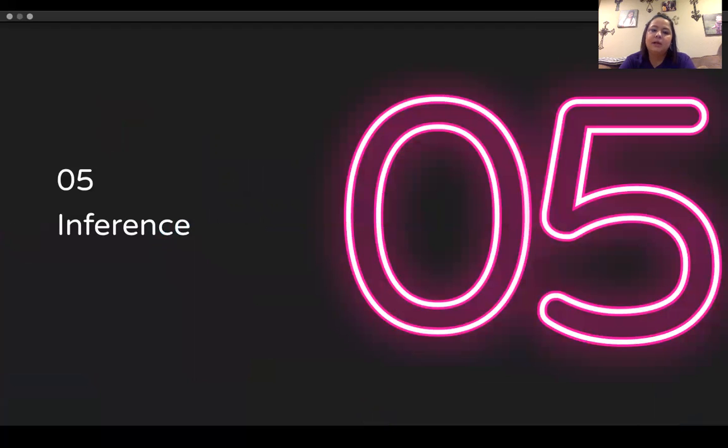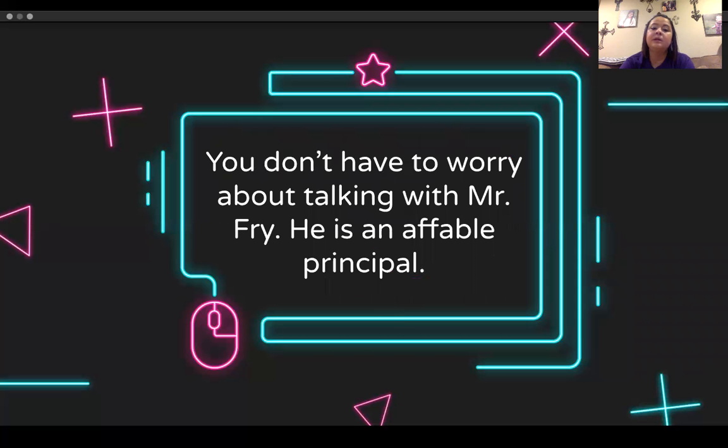And the last way we're going to talk about is inference. We know that making an inference is making a guess based on the information that we're given. You don't have to worry about talking with Mr. Fry. He is an affable principal. So again, affable. And if you don't have to worry about talking with him, then that means that you wouldn't always worry that you're in trouble or that you're going to be punished for something. Maybe he just wants to talk, that he is easily approachable, and that he is friendly.